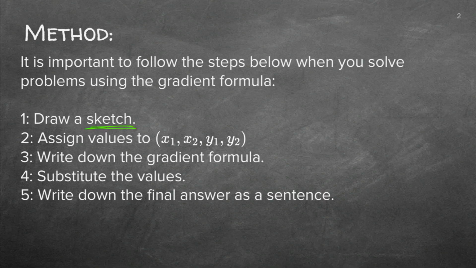Draw a sketch, remember a rough sketch, allocate which one is going to be x2 and x1 and y2 and y1. Always write down the formula. Why are we writing down a formula? So that we can substitute normal values in there. And then finally, just give a proper answer. Whatever they ask you, give it in that same manner.